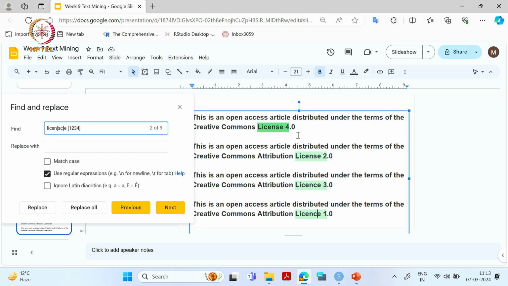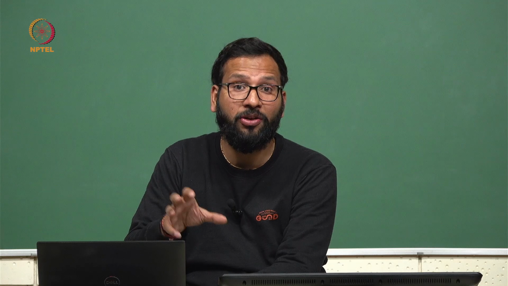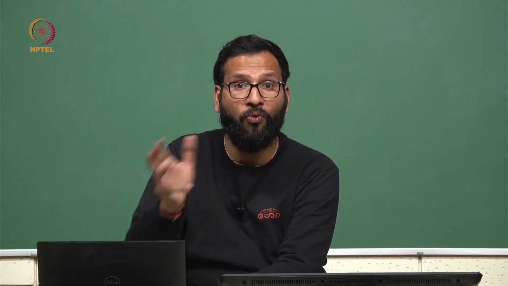Now you can also restrict it, if you want to see in the text data which documents are using the license either 2.0 or 4.0.